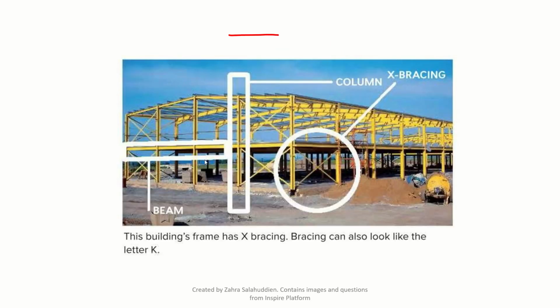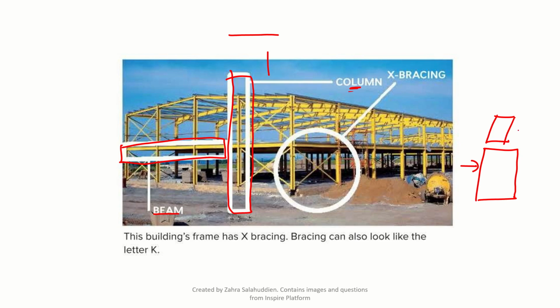Most buildings are made with beams and columns. A beam is the piece that goes across, and a column is the long piece going down. The problem is that when the lateral force pushes the building, it causes it to move to the side and fall down. So what can we do to make this building stronger, to reduce the damage from an earthquake?